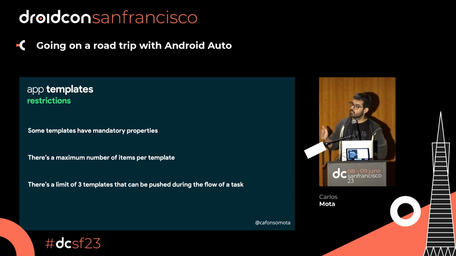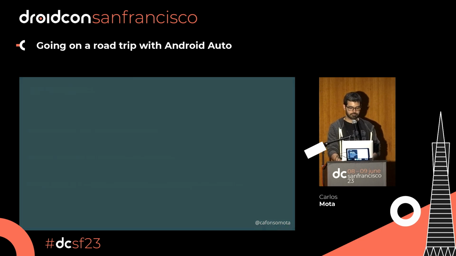So once again, it's important to mention that there are a couple of restrictions. Some templates have mandatory properties that you need to set. There's a maximum number of items per template. For instance, you cannot show all your contact lists. You cannot show hundreds of contacts there. What you need to do is to show the contacts that you talk with more frequently. Or you can add a voice action to call someone specifically. Also, when you navigate through the app, you need to do it in 3 steps. Otherwise, it seems that you're taking too long and the app is killed by the operating system.